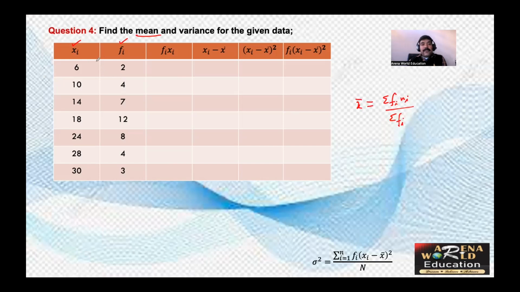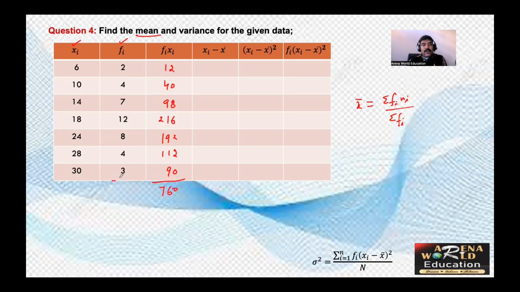To find fi xi, let us multiply 6 into 2, 12; 10 into 4, 40; 14 into 7, 98; 18 into 12, yes, this will be 216. 24 into 8, this will be 192. And 28 into 4, yes, this will be 112. And 30 into 3, this is easy, this is 90, right? So now what is the sum of all these fi xi? This will be equal to 760.